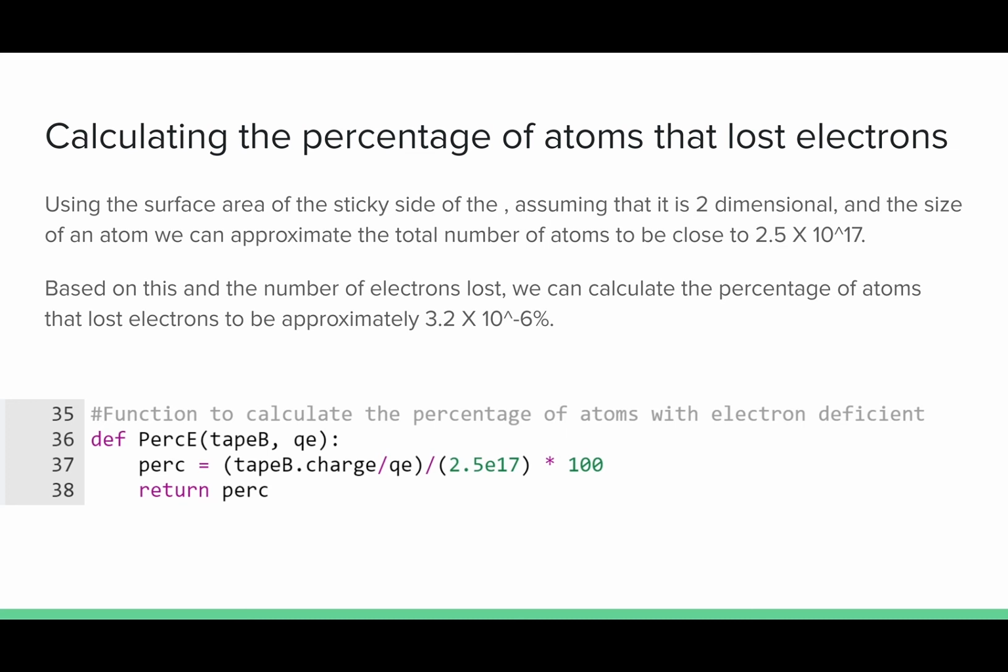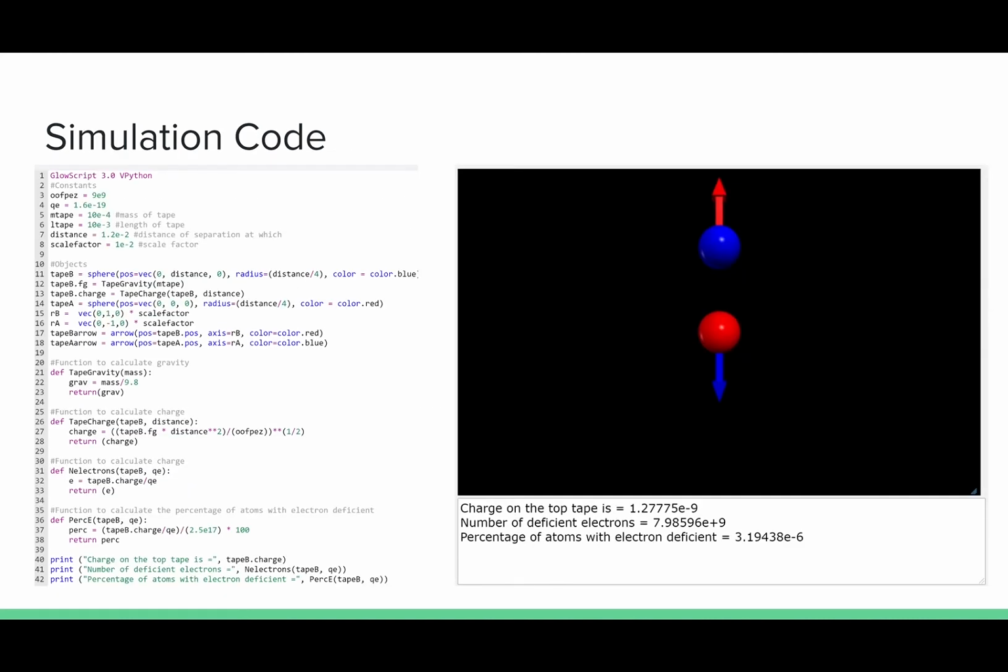Now, calculating the percentage of atoms that lost electrons, we essentially use the sticky side of the surface, and we assume that it is a two-dimensional surface, and we approximate the number of atoms to be 2.5 times 10^17. And based on this and the number of electrons lost, we calculated the percentage of atoms that lost electrons to be approximately 3.2 times 10^-6 percent. Here you can have a look at the simulation code that was used to create this visual as well as used to calculate the various values.